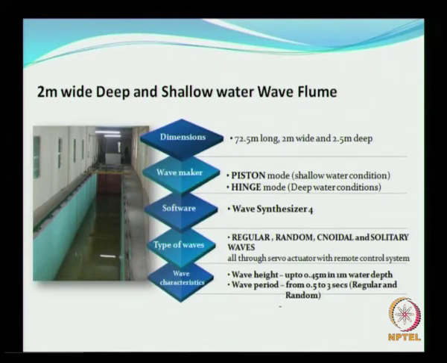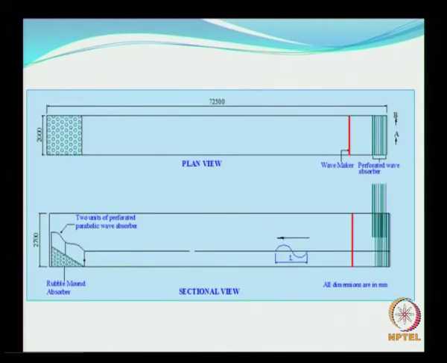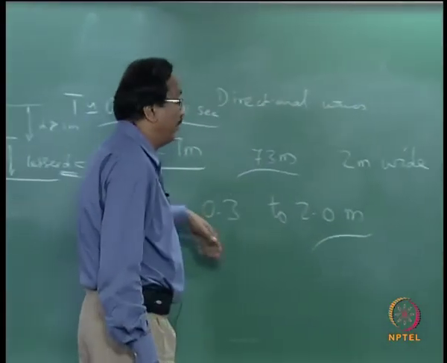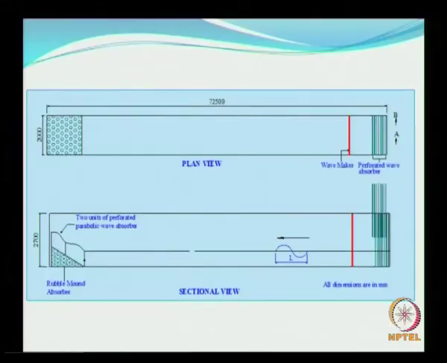Here the wave height can go up to about 45 centimeters, but we do not reach that limit, we restrict ourselves to about 0.3 meters, and the wave period can vary between 0.5 to 3 seconds. So this is the plan view. This is quite simple, we do not have any current generation facility as we had in the old 2 meter flume. So we refer to this as a new 2 meter flume which has a better facility.